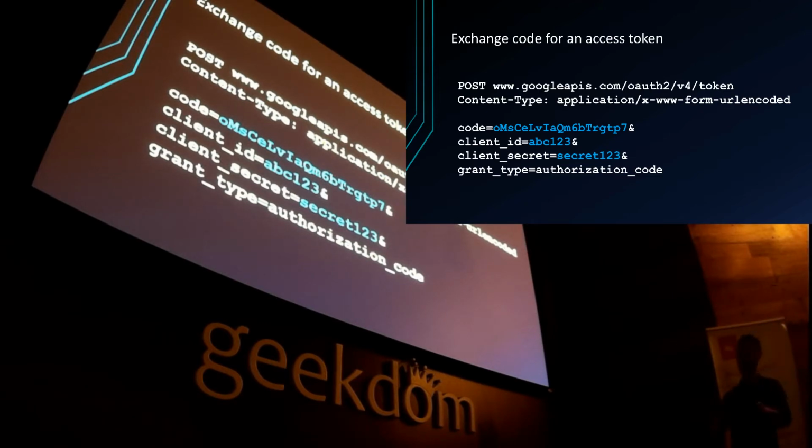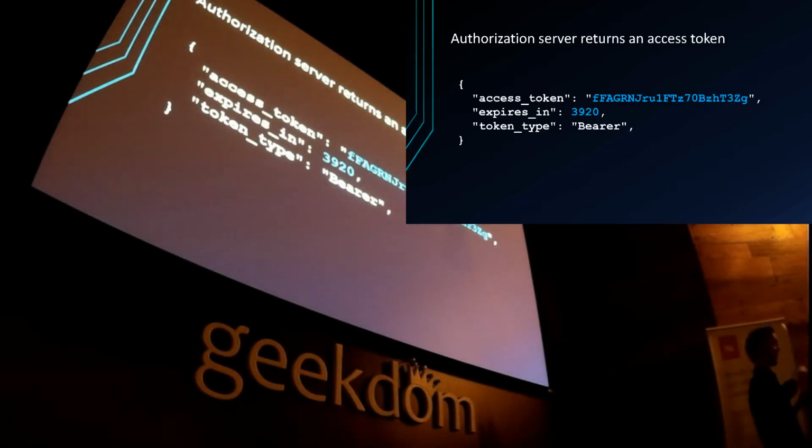Now, assuming that all goes well and the authorization code is still good, what's going to come back from the authorization server is a little JSON document that includes an access token and some other information about the token, specifically when the token expires. So this is what an access token might look like, and this is telling us that it expires in 3,900 seconds, which is, I guess, an hour and some change.